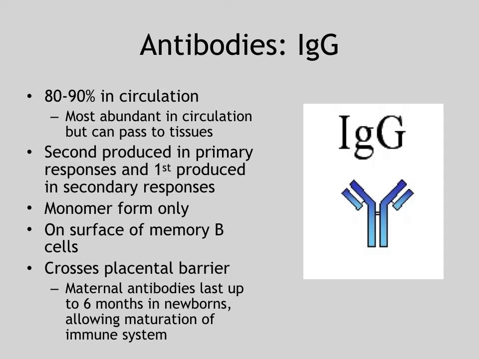This is important so that newborns, when they first come out, have some antibodies. Their immune systems are still very immature. They can't produce antibodies of their own. So an infant will be born with the same antibody panel as its mother. And these antibodies can last upwards of 6 to 8 months in newborns, and they allow time for the immune system of a newborn to mature.